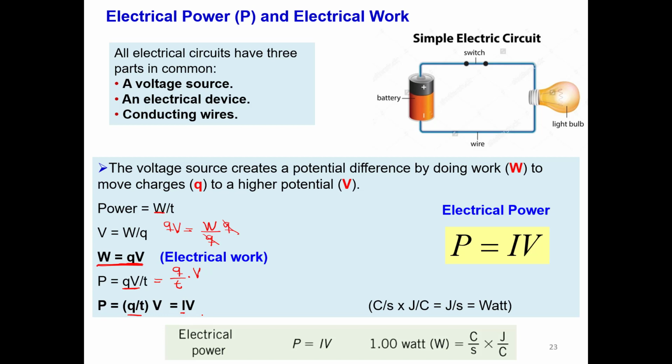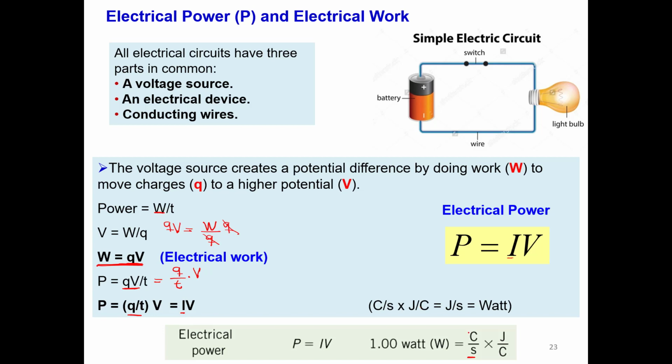Now let's see the units. We know the current is how much charge per unit time. And this is why the unit for current is coulomb per second. Yes, we had here the units for current. We know the unit for voltage is work over charge. Yes, work in joules over charge. And this is what we had here.